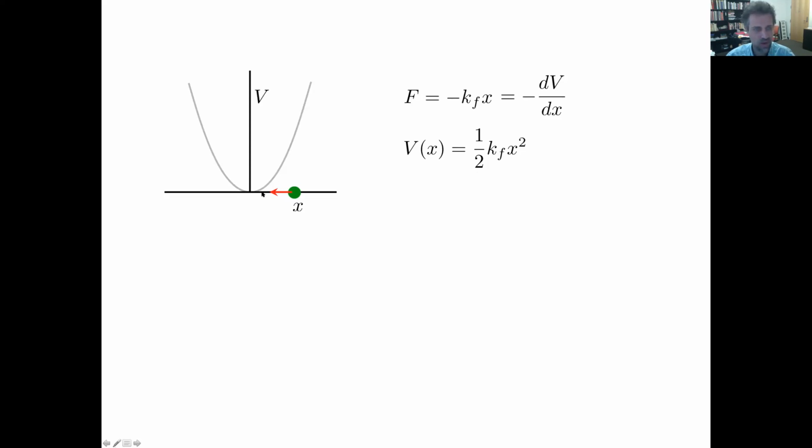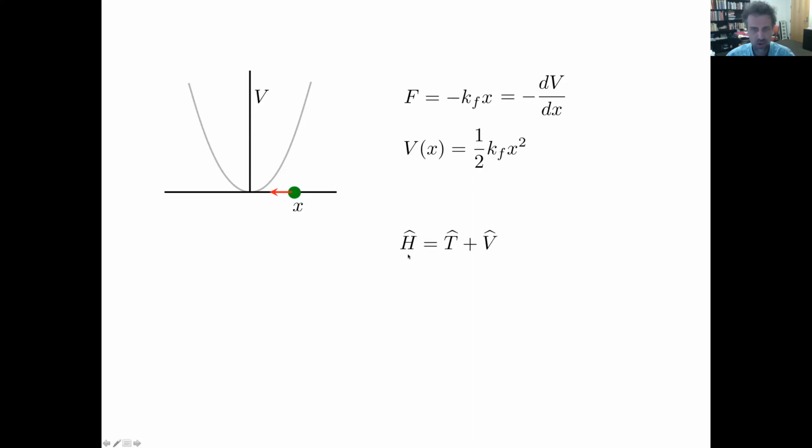But if it moves farther and farther away, you see the potential is growing tremendously. The farther you move away, the potential grows dramatically. So it becomes more and more difficult for the particle to move into those areas, right? Okay, so let's take this potential and see if we can now solve the Schrödinger equation with this potential included.